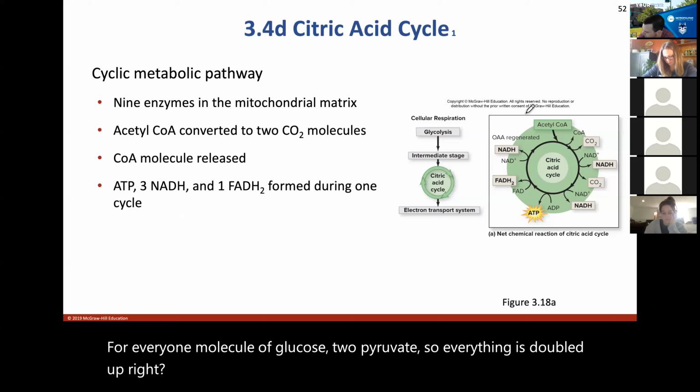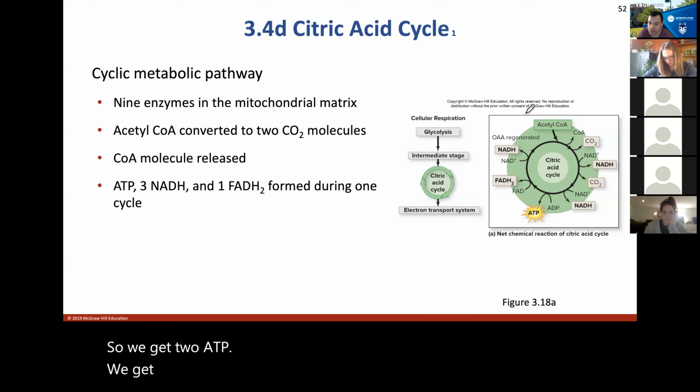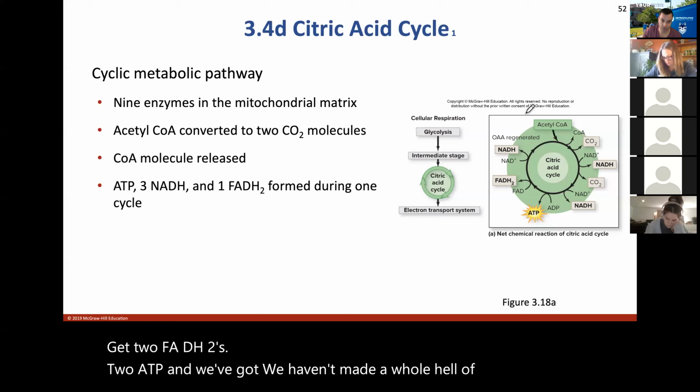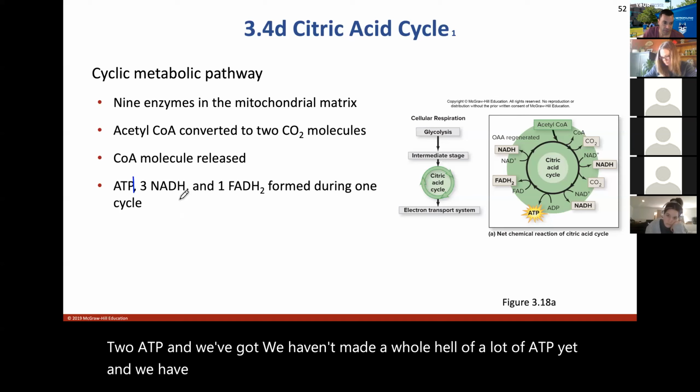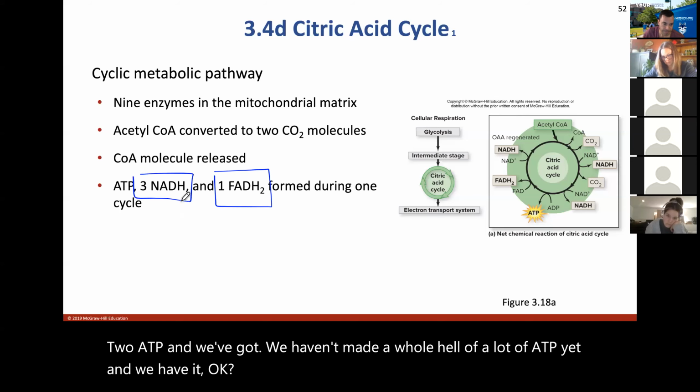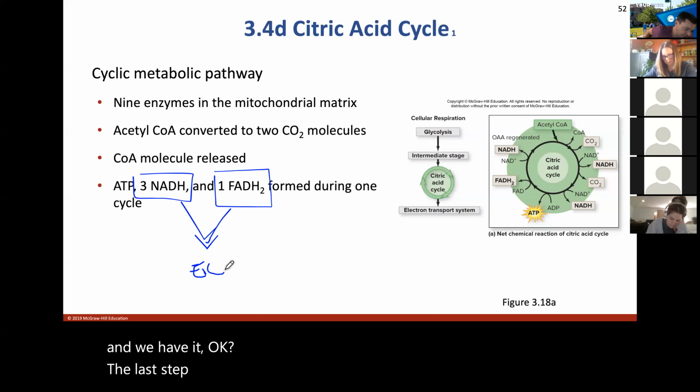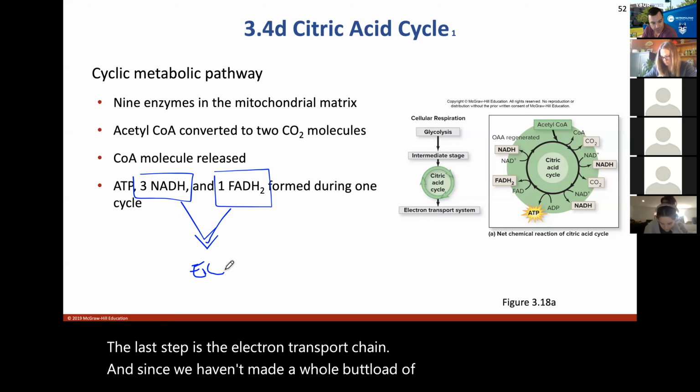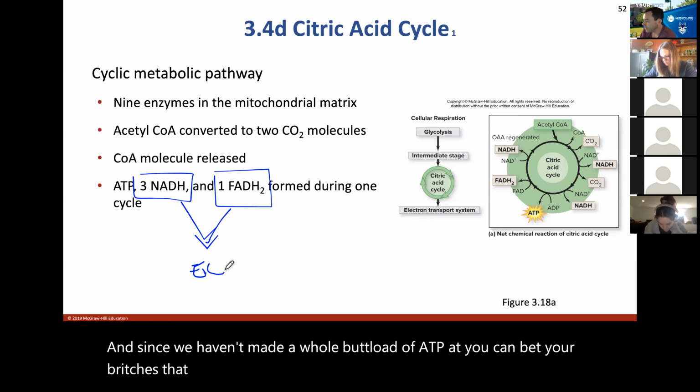So we get 2 ATP. We get 6 NADHs. We get 2 FADH2s. Two ATP, and we haven't made a whole lot of ATP yet, and we haven't. Okay. The last step is the electron transport chain. And since we haven't made a whole lot of ATP yet, you can bet this is where it is, and this is where it is.